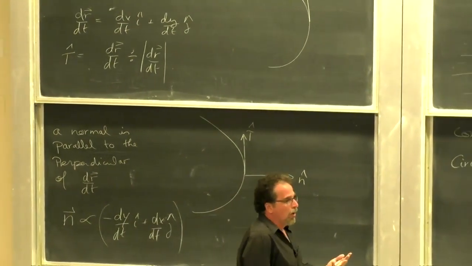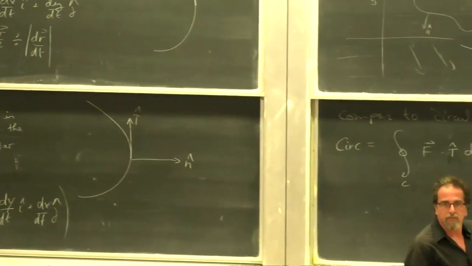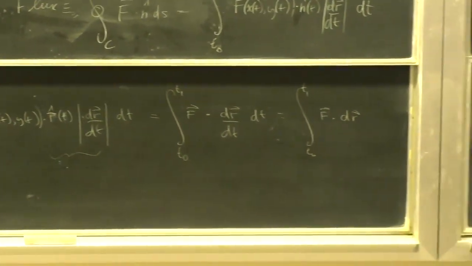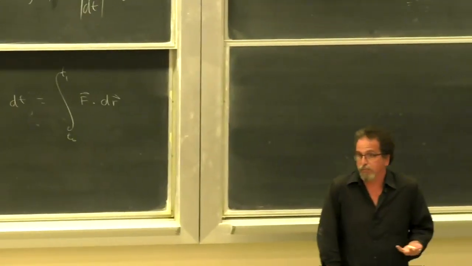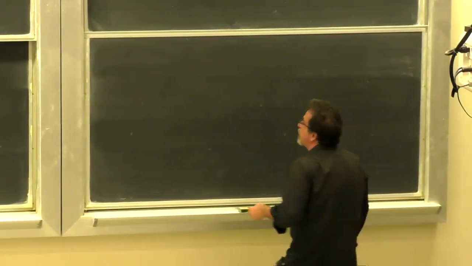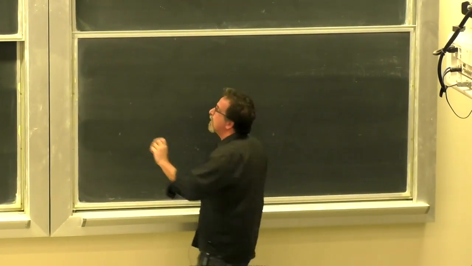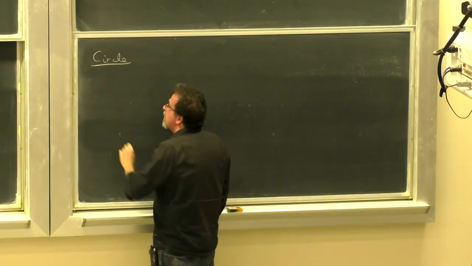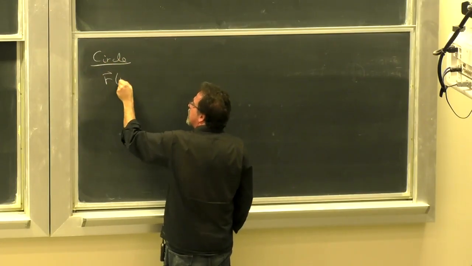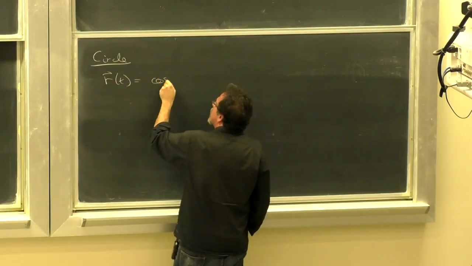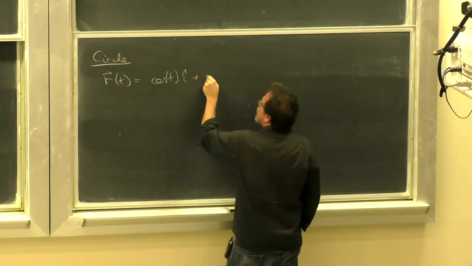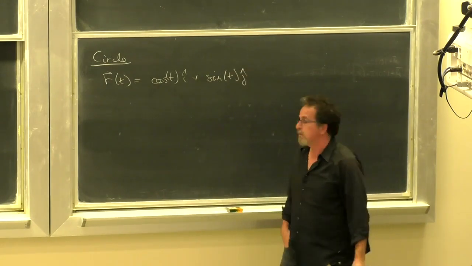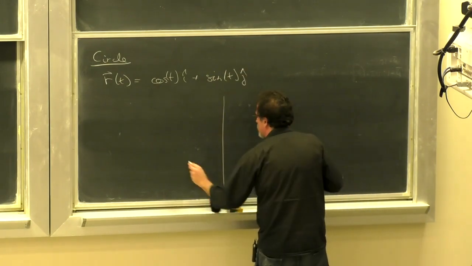So I'll tell you the truth. I always forget. I don't have this thing memorized. Life's too short to have this thing memorized. So what do I do? I go back to the circle. I remember my circle. And let me just do the unit circle. r of t is equal to cosine of t i hat plus sine of t j hat. So there's r of t.